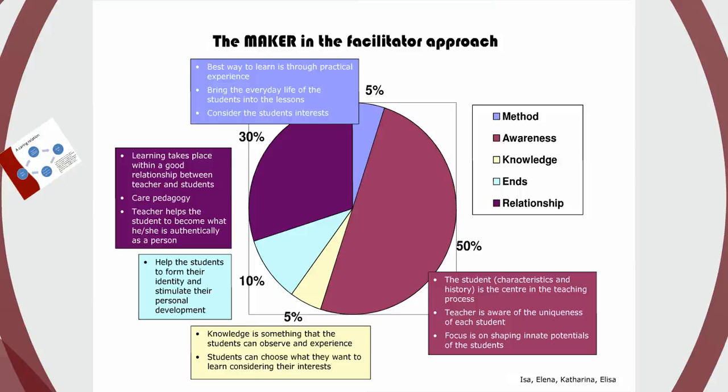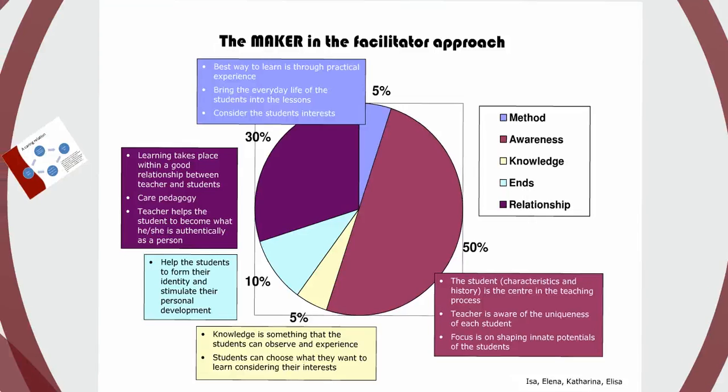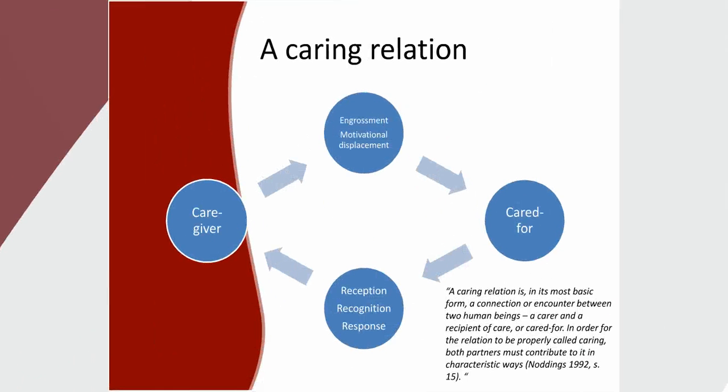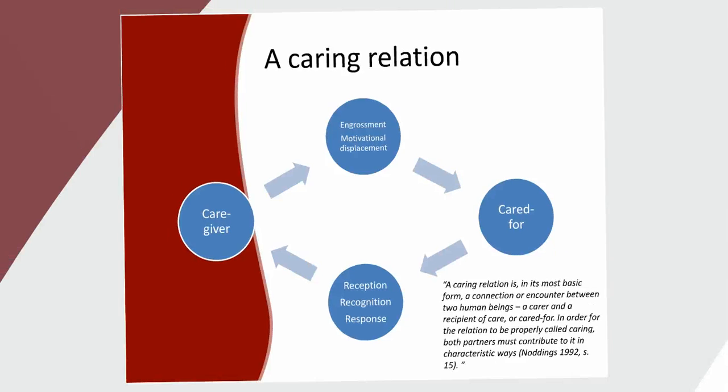Knowledge and method, on the other hand, are not fixed and of course can depend on the student. In the caring relation in this context, the teacher keeps the focus on the formation of identity of the student and on his or her personality and interests.